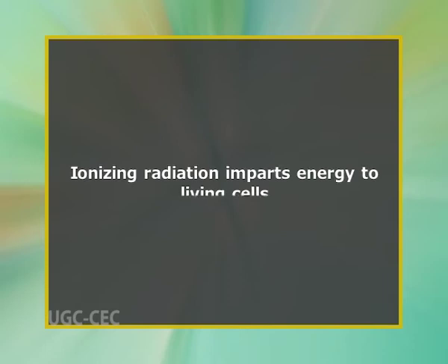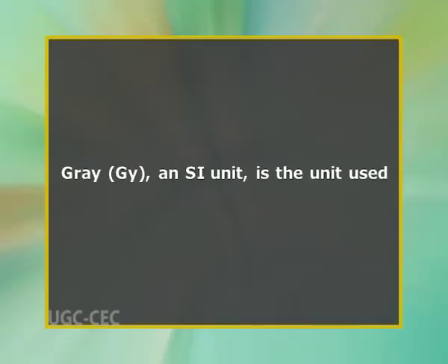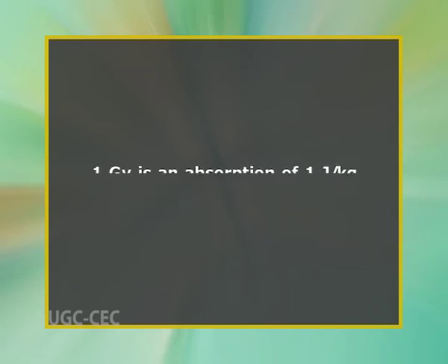Ionizing radiation imparts energy to living cells. A key aspect of determining toxicity is to know how much energy might be absorbed. The higher the energy of the radiation, the greater the potential hazard. The gray, an SI unit, is the unit used to describe this. 1 gray is an absorption of 1 joule per kg of absorber.